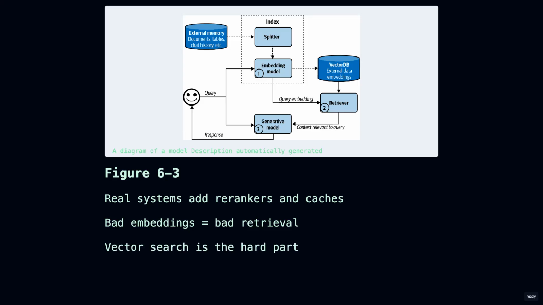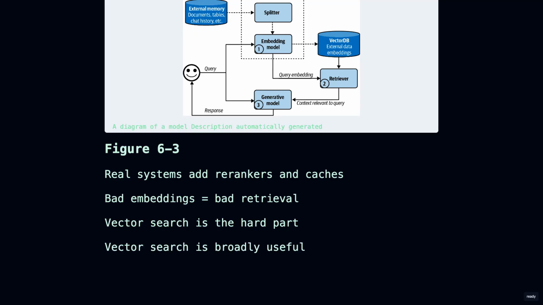A vector database stores vectors, but the real challenge is searching them efficiently. Given a query embedding, it must quickly find nearby vectors without comparing against everything from scratch. Vector search is not limited to RAG. It's used anywhere embeddings help organize similarity, including search, recommendations, clustering, fraud detection, and more.